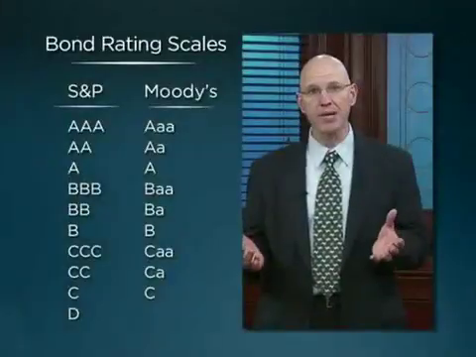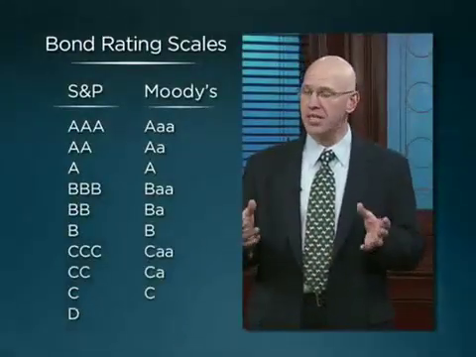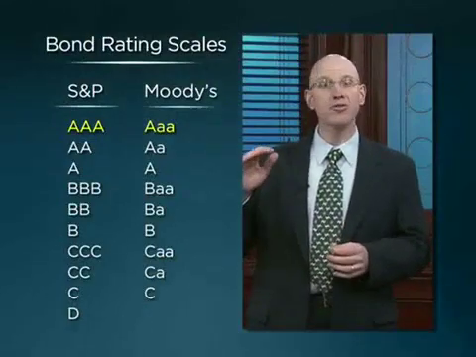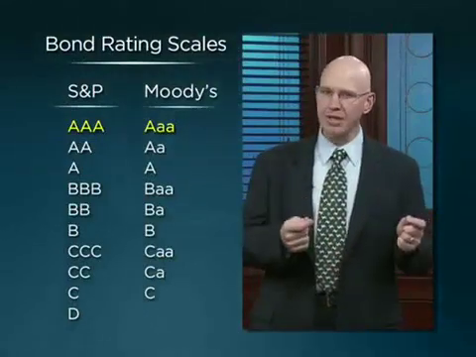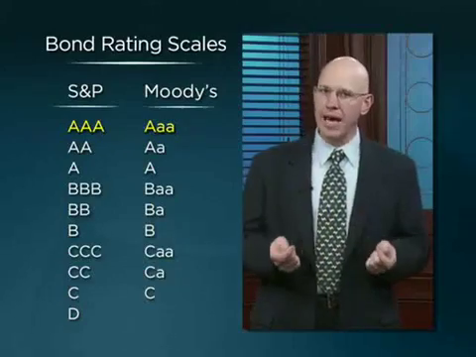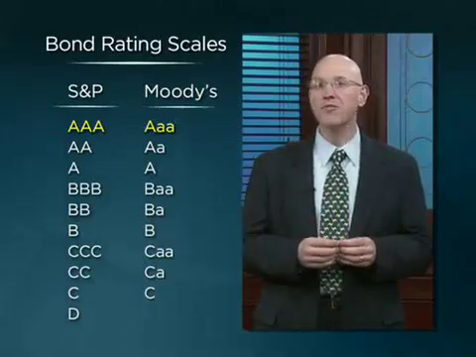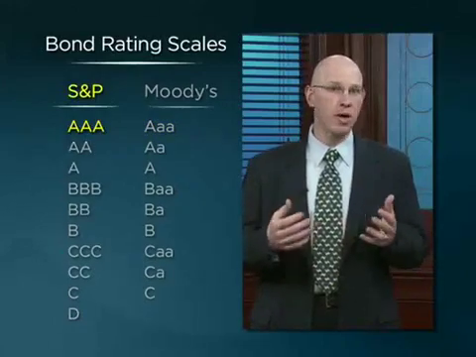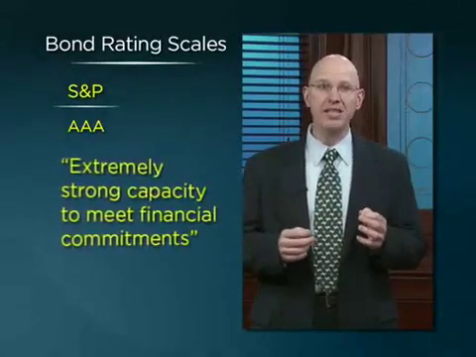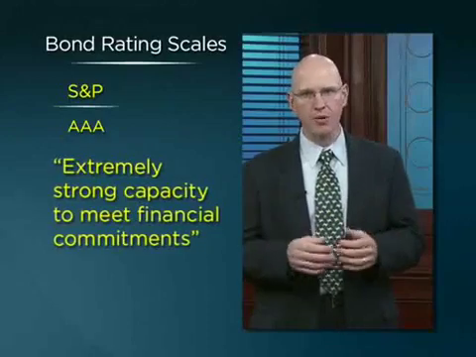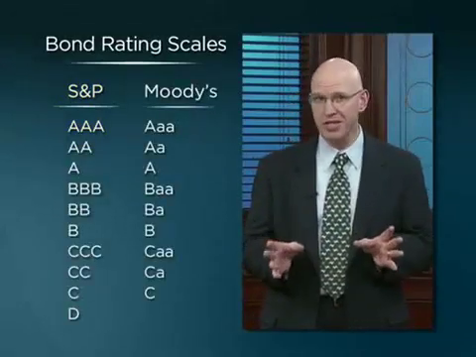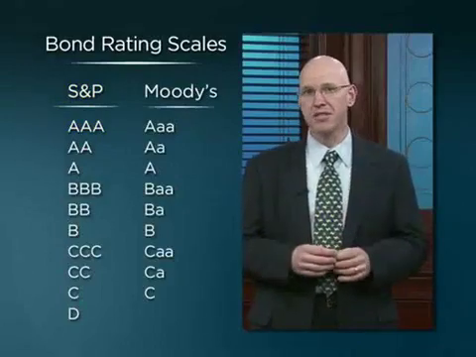Now here's a table that compares the bond ratings that Moody's and S&P use. At the top of the rating scale is the so-called AAA rating, which is 3 capital A's for S&P and 1 capital A and 2 lowercase a's for Moody's. S&P defines the AAA rating as, quote, extremely strong capacity to meet financial commitments, end quote. Note again that there's no promise of probabilities here, just a verbal characterization.